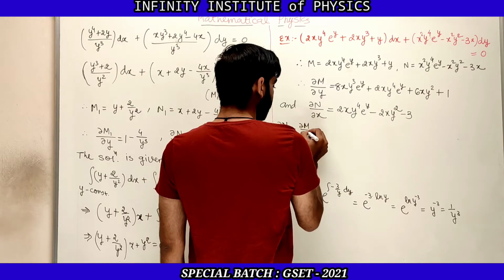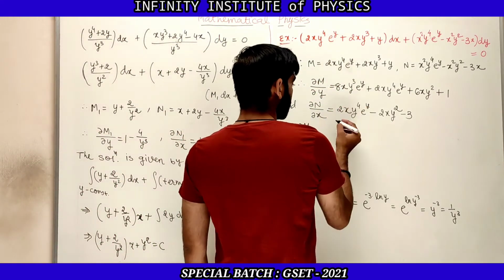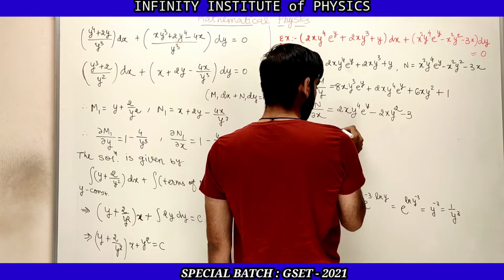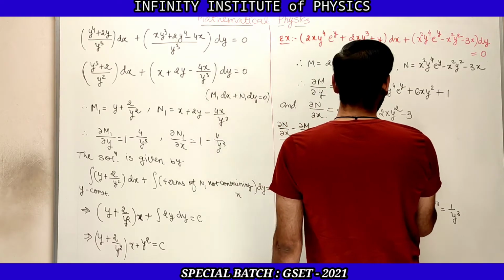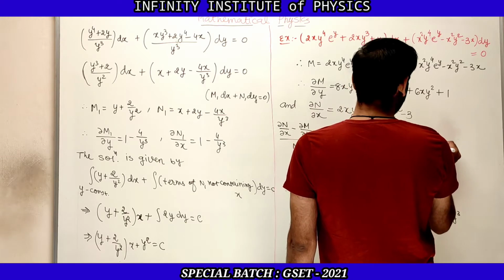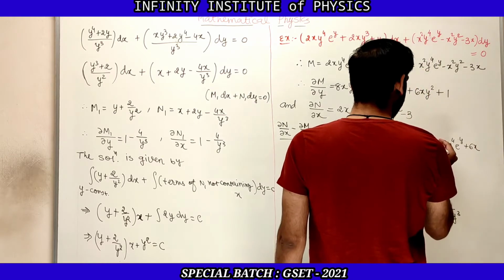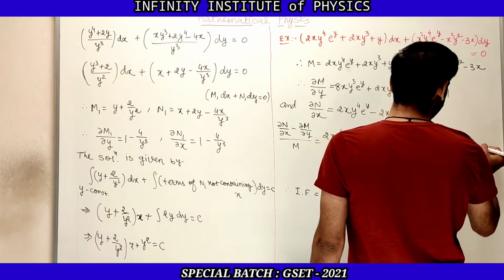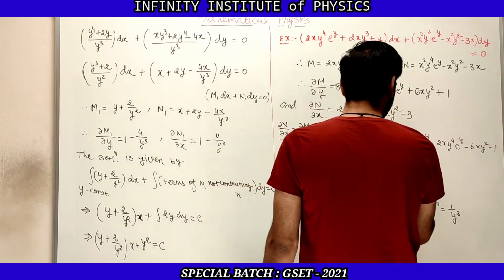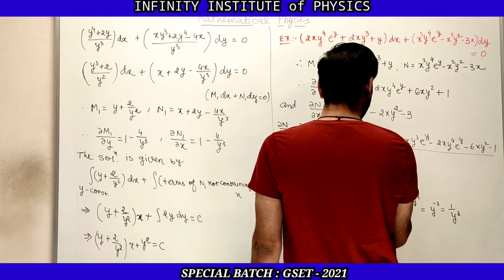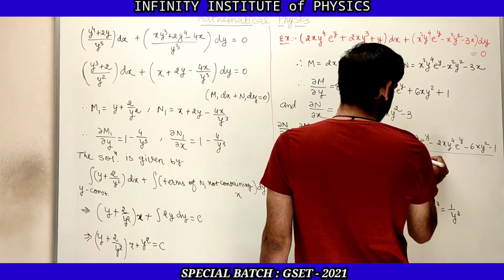So let us find del N by del x minus del M by del y upon M. Now del N by del x is 2x y raised to 4 e raised to y minus 2x y square minus 3, minus 8xy cube e raised to y plus 2xy raised to 4 e raised to y plus 6xy square minus 1, upon that M, which is 2x y raised to 4 e raised to y plus 2x y cube plus y.